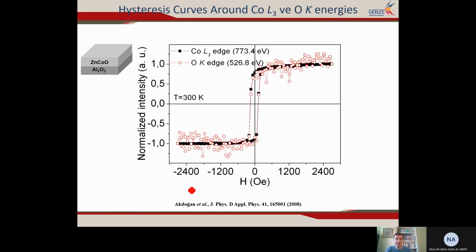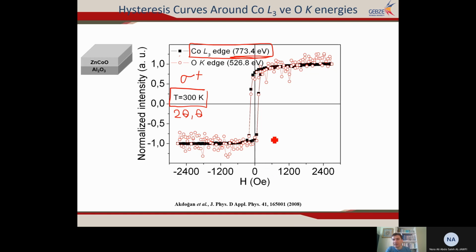So what do you see here? I'm talking about the black curve. Energy is selected as 773.4 electron volt around the cobalt L3 edge, and temperature is fixed, and polarization is fixed, okay? Energy fixed, polarization fixed, temperature fixed, okay? 2 theta and theta are also fixed, okay?